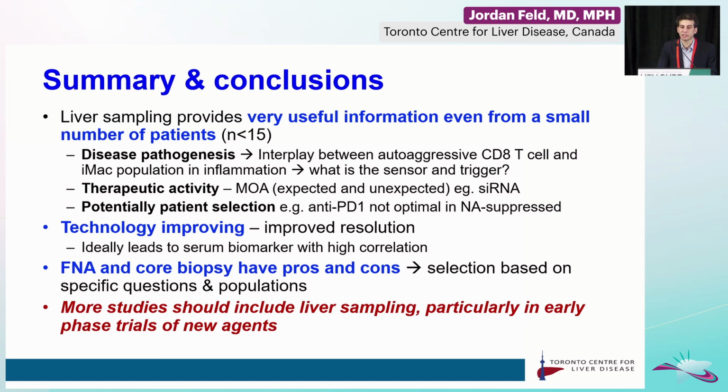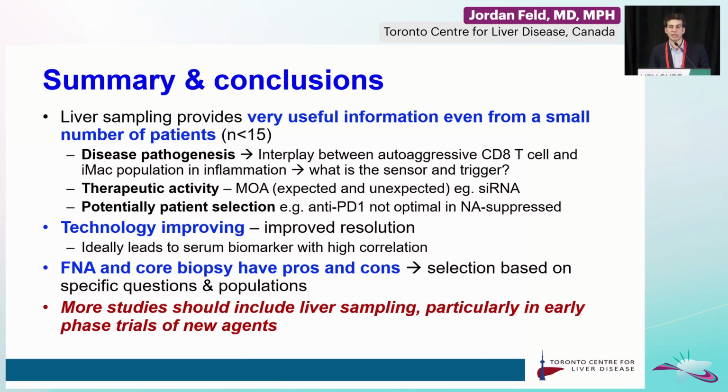So to summarize, liver sampling provides very useful information, even from a very small number of patients. You can see less than 15 in these trials. Disease pathogenesis, we saw some really interesting data on the interplay between these autoaggressive CD8 T cell population and the inflammatory macrophage population in inflammation. I think we still need to understand what's the sensor and trigger driving these cells to interact and drive inflammation. The therapeutic activity of different agents, particularly I showed you with the siRNA, and then also potentially for patient selection with the example of the checkpoint inhibitors may not be optimal in nuke-suppressed patients.